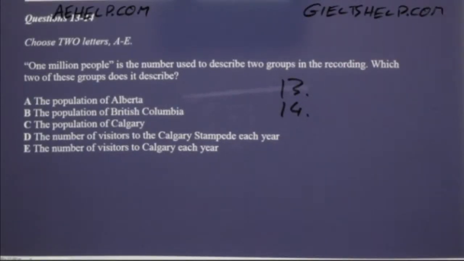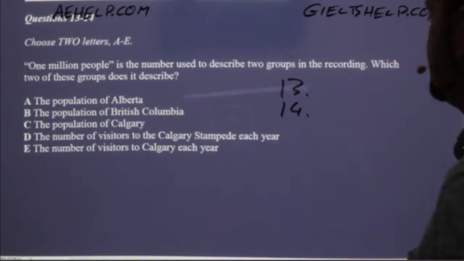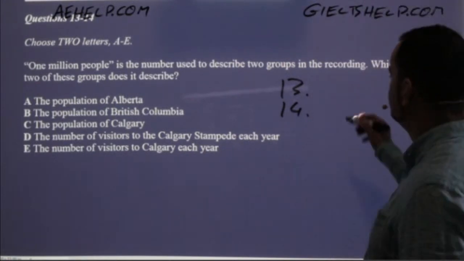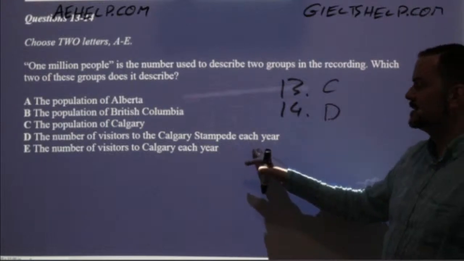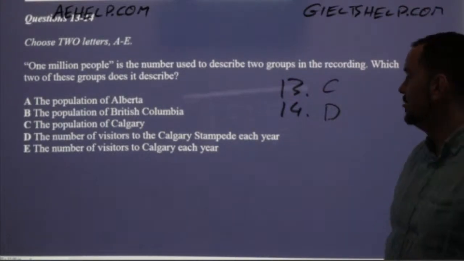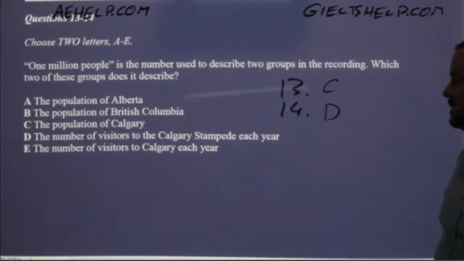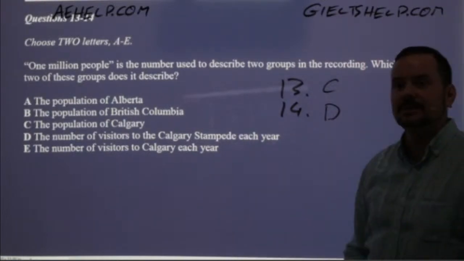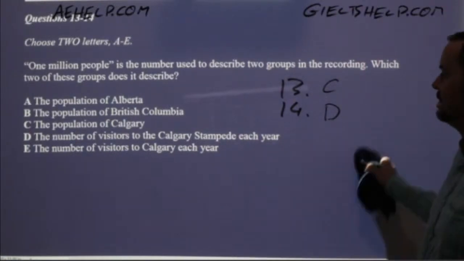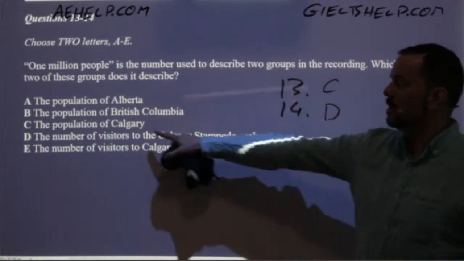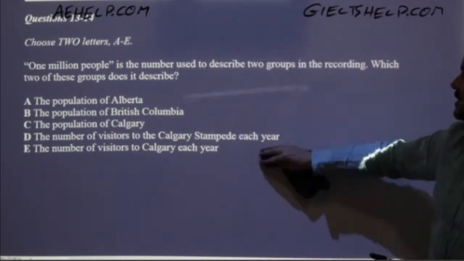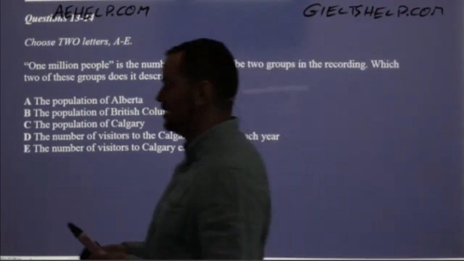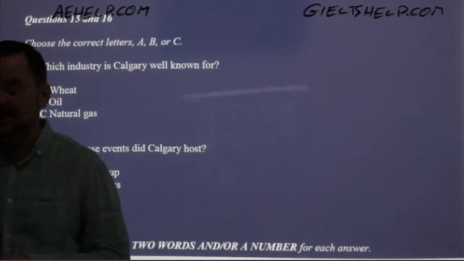There we are. Okay, Sundeep says 13 C and D. That's right. Yeah, C and D. So Calgary has a summertime festival, of course, probably not during COVID, where they double their population, the Calgary Stampede. All right, so 13, 14, population of Calgary, visitors to the Calgary Stampede. Very good. Okay, C and D. Good job, everyone. Okay, number 15.